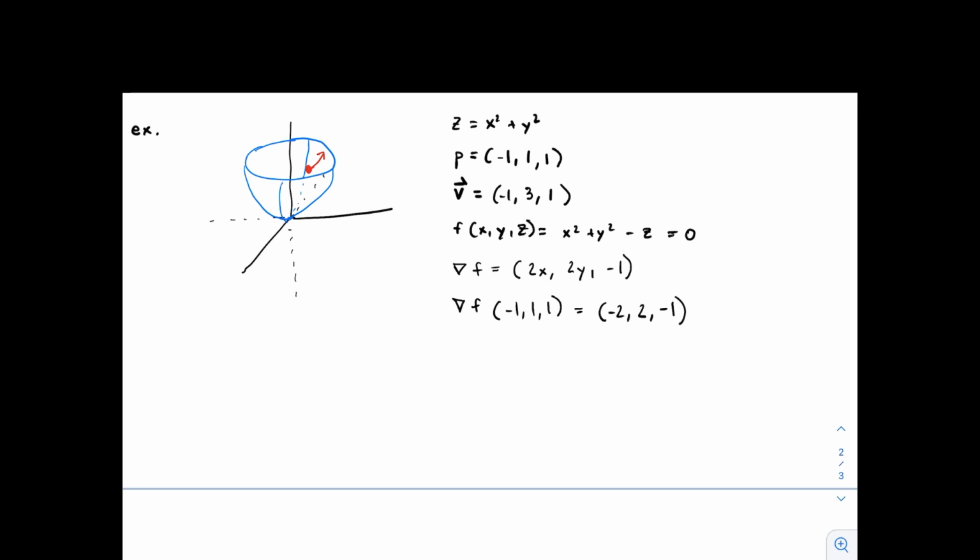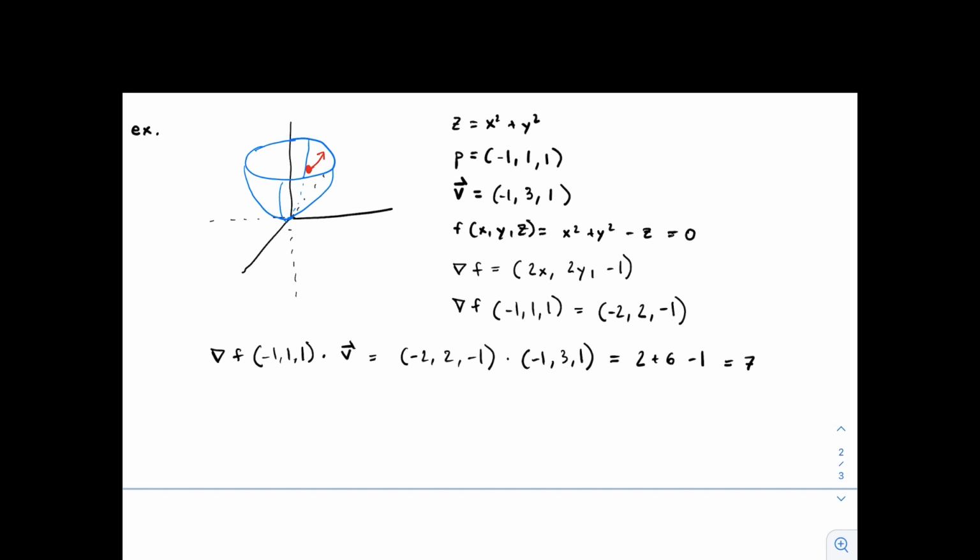Then, considering our directional derivative formula, we're going to take the dot product of our gradient evaluated at our point of interest and our vector v. Our gradient at this particular point is (-2, 2, -1), and our vector v is (-1, 3, 1). The dot product of these two vectors is 2 plus 6 minus 1, and that's going to be 7.